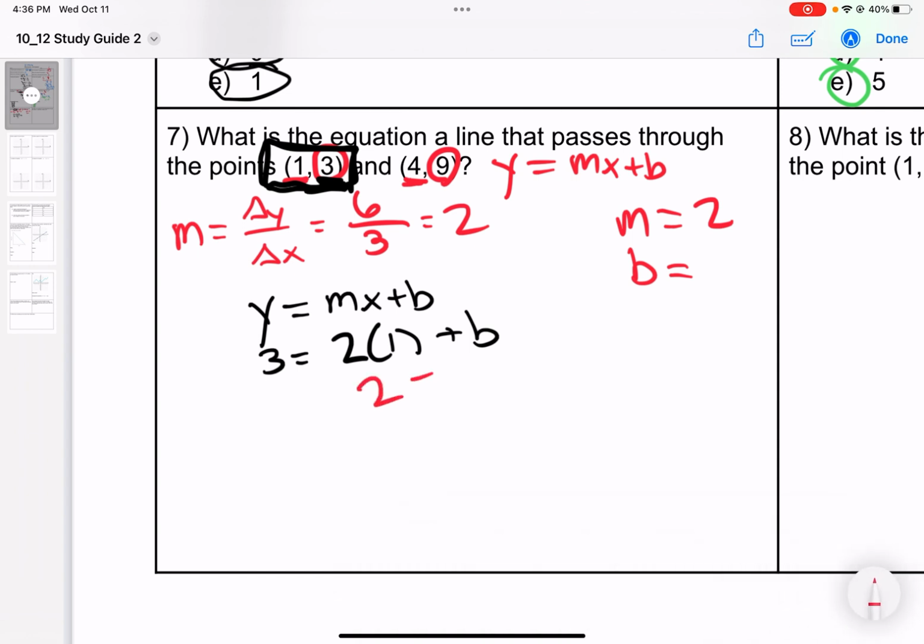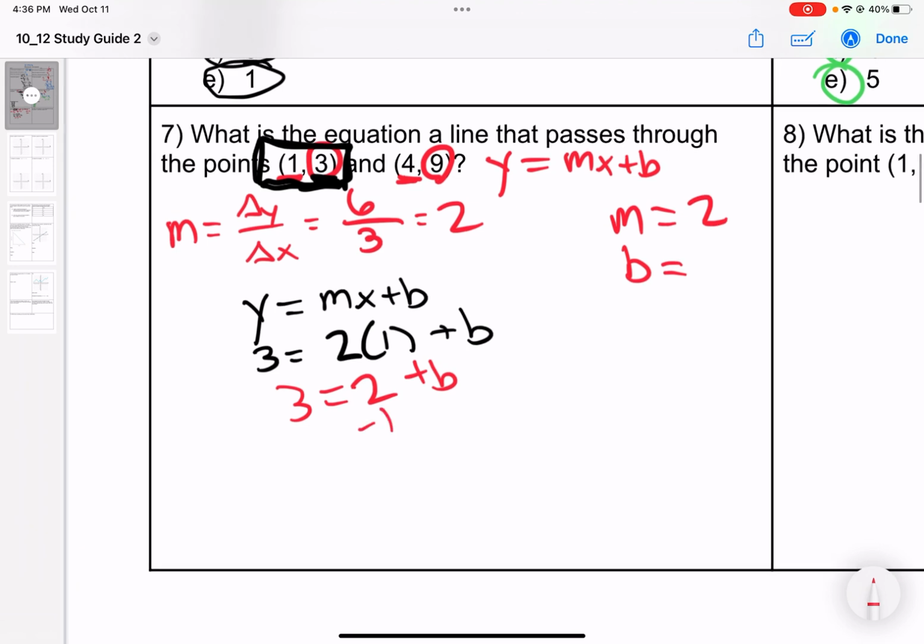2 times 1 is 2. We get 2 plus b equals 3. 2 plus what number gives me 3? Hopefully you can reason that as 1, but I subtract 2 from both sides. These cancel. 3 minus 2 is 1, and so b is equal to 1.